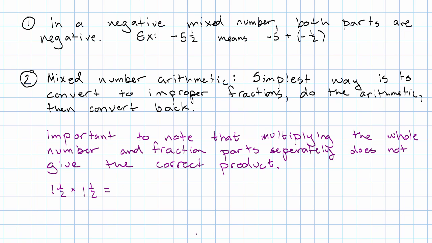converting those into improper fractions, I get 3/2 times 3/2, which is 9/4, which is 2 1/4. Totally not 1 1/4, which is what I would get if I multiplied separately. Again, the simplest way to do mixed number arithmetic is to just convert to improper fractions and then convert back.